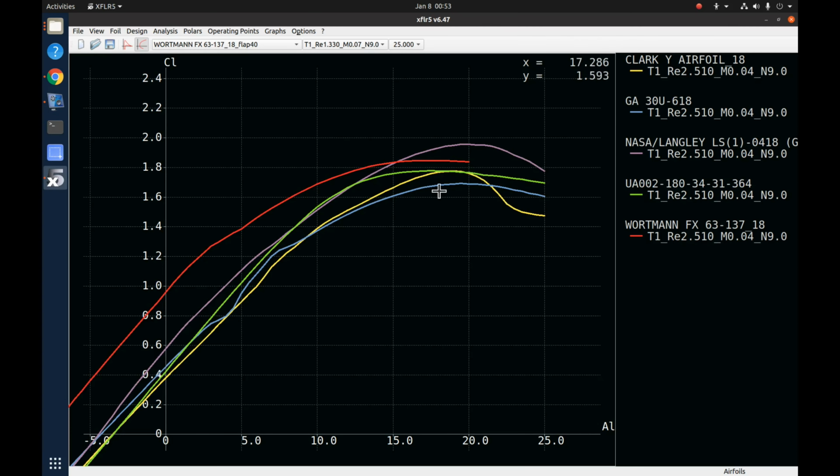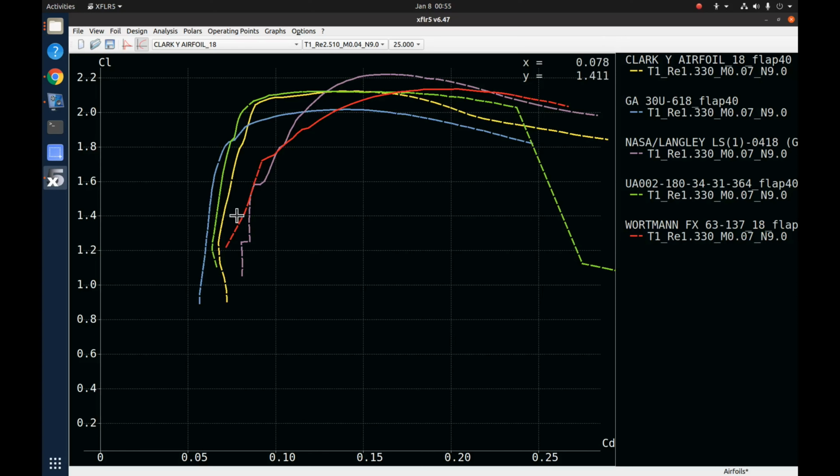Well, we'll start with all of them, but I think we can probably quickly eliminate the NASA airfoil and the Wortman. Let's take a look at those. So these are our airfoils that have 40 degrees flap. And again, we're looking at our coefficient lift versus coefficient of drag plot.